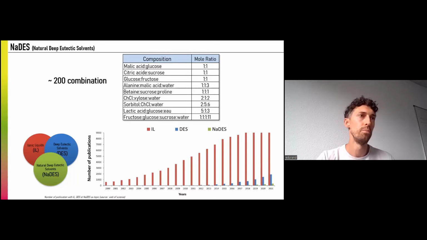But if you have a look at the number of publications in comparison to other molecular-based solvents, ionic liquids, and deep eutectic solvents, you can see that for NaDES, although the border with deep eutectic solvent in the literature is sometimes difficult to make, the number of publications is very, very low. So we are maybe just at the beginning of the story with NaDES.